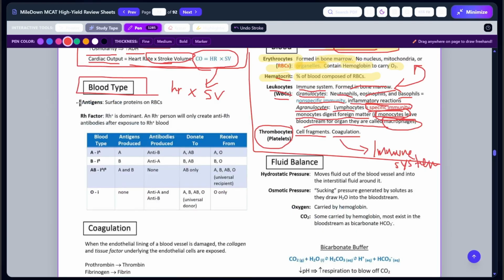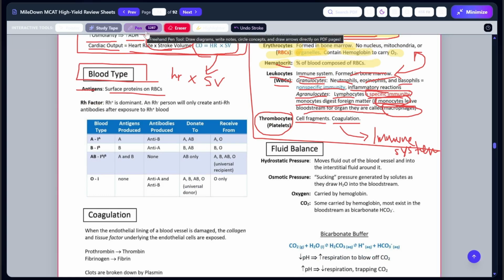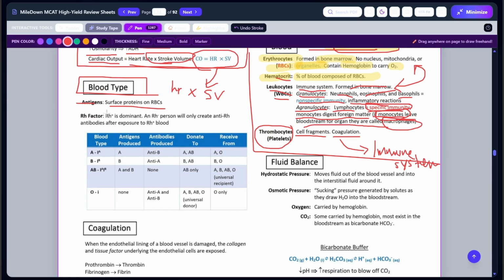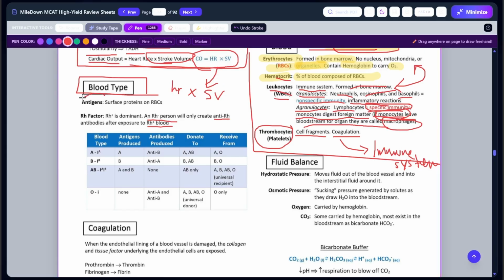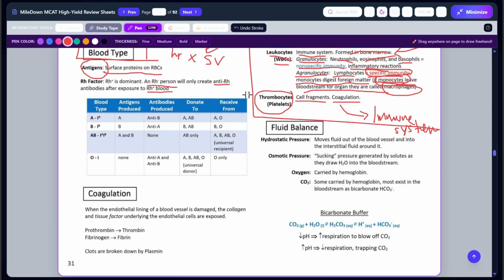So you can have antigens, which are surface proteins on RBCs, and Rh factor. Blood type is determined by antigens and Rh factor. Whenever someone says you're positive or negative blood, they're talking about your Rh factor. Rh positive is dominant, and an Rh negative person will only create anti-Rh antibodies after exposure to Rh blood. Your body can also be type A or type B blood, and that is given by antigens, which are surface proteins on your RBCs. So you need to memorize this chart, basically.